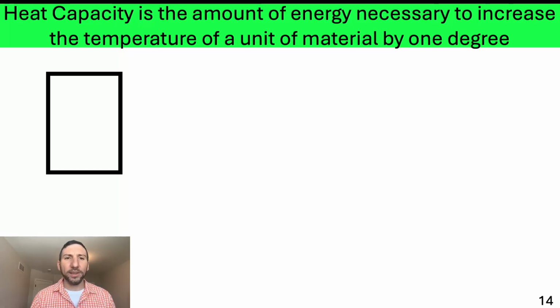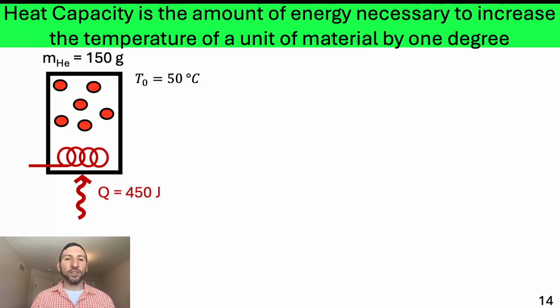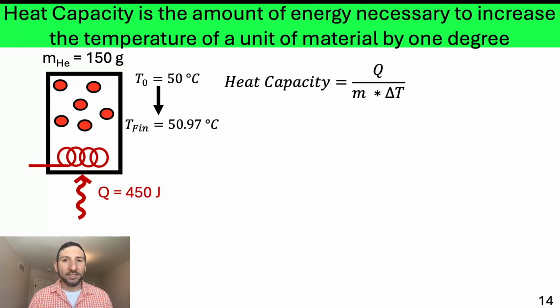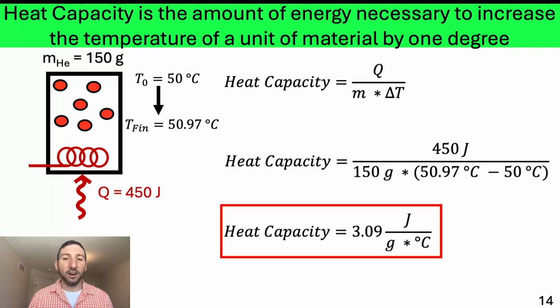So in this scenario, we can have a box, we can have a material inside. Let's say that we've got helium, and we have a mass of helium of 150 grams. We have an initial temperature of 50 C. We have a heat source in our system. We add some heat, in this case 450 joules, and we're going to measure the final temperature, which we found is 50.97 degrees Celsius. My heat capacity is going to be calculated by taking that heat going in, and dividing it by the mass times the change in temperature. When we substitute in our values, we end up getting a heat capacity of 3.09 joules per gram times degrees Celsius.